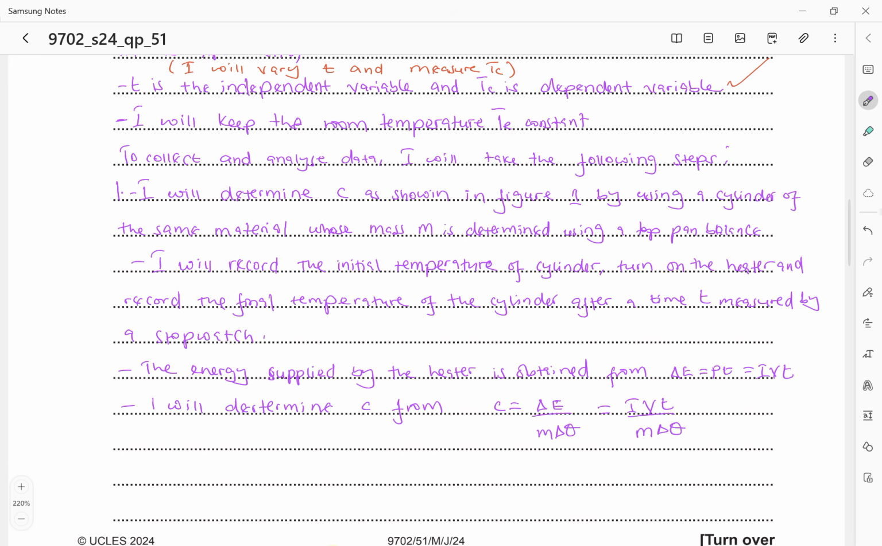I'll record the initial temperature of the cylinder, turn on the heater, and record the final temperature of the cylinder after time T measured by a stopwatch, and then obtain the change in temperature, delta theta.